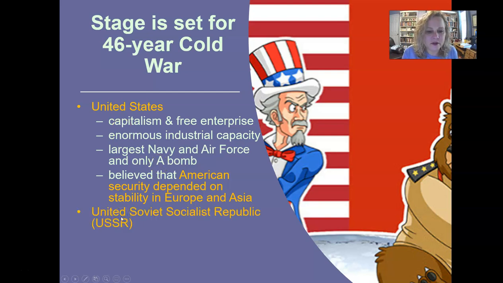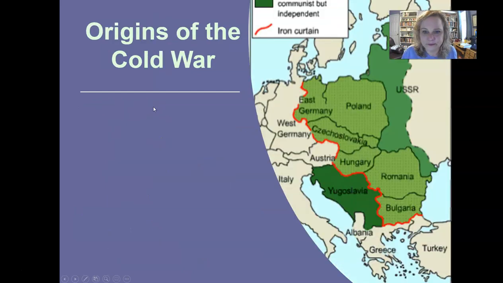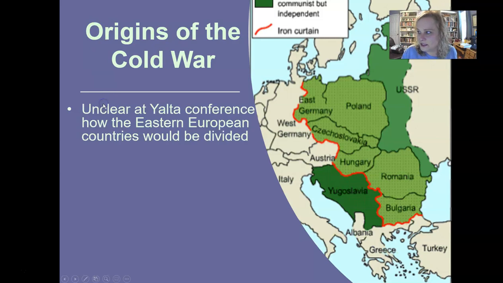And then, of course, the Soviet Union in 1917, the Bolshevik Revolution, and so communism is the system that's prevalent there at that time, and they wanted to reshape the world into their own image. Okay, so you have these two competing ideologies that go to battle with each other. Both physical battle, not directly, that's why they call it a Cold War, but that and just ideological spying, all kinds of things, but we'll get into depth later.